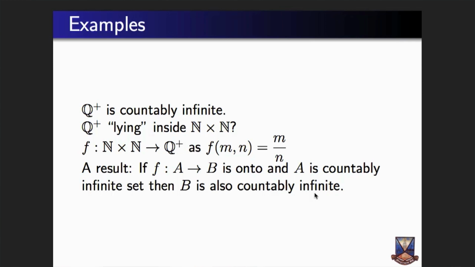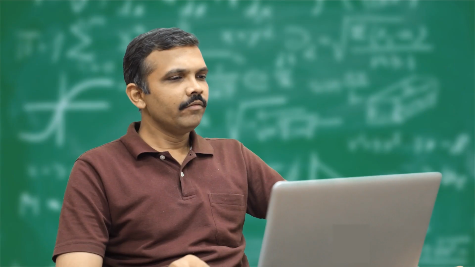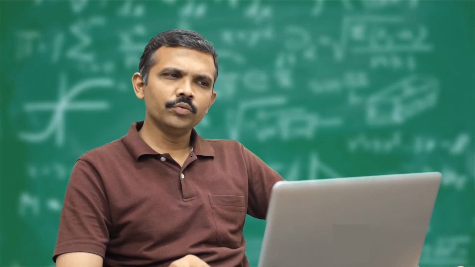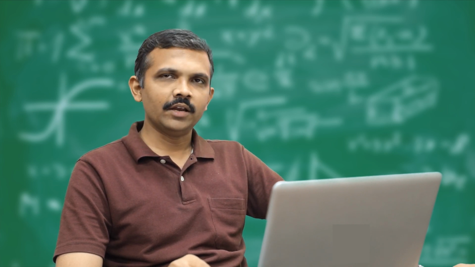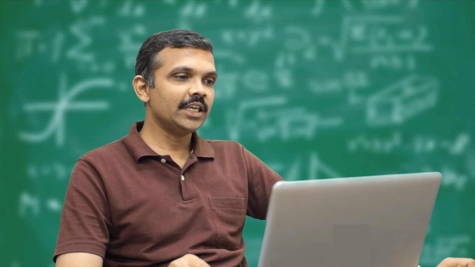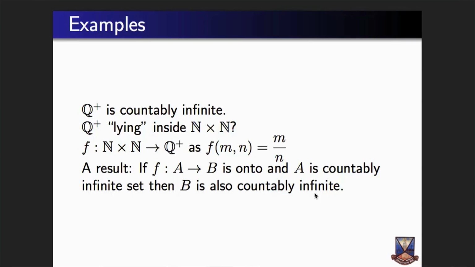The result is as follows. If I have a function f from A to B where A is countably infinite set and the function is onto, then one can say set B is also countably infinite. Hence Q plus is countably infinite. In fact, on similar lines one can prove Q minus, that is set of all negative rational numbers, is countably infinite, and thus set Q becomes a countably infinite set.